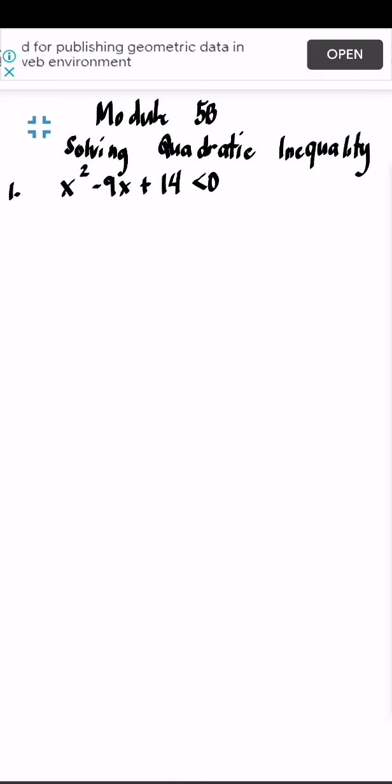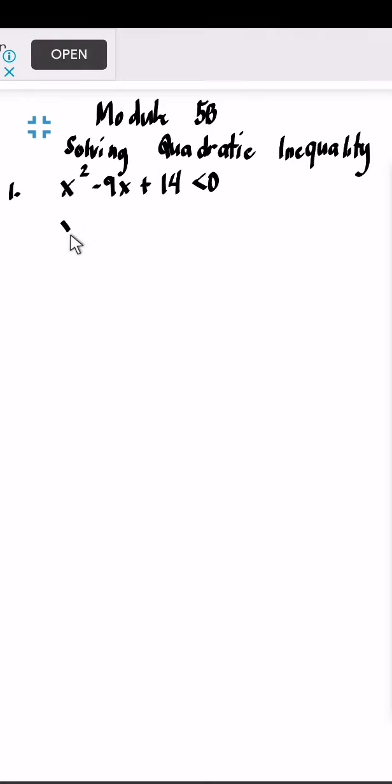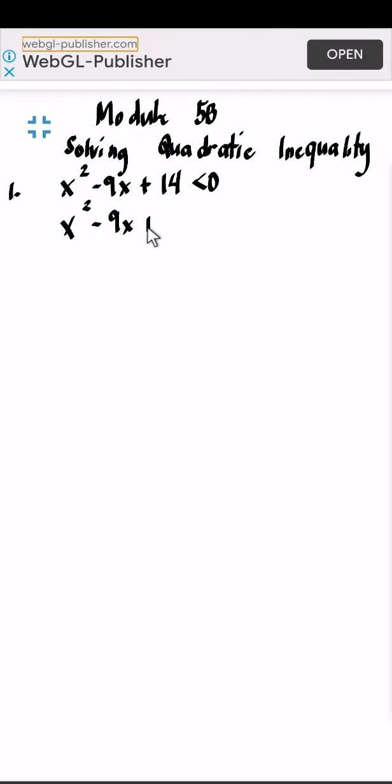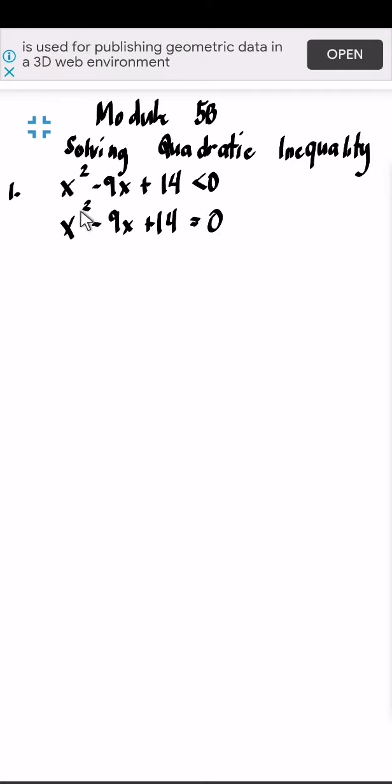Okay, so let's have another example. We have to solve x squared minus 9x plus 14 less than 0. So let's go ahead and try to find the solutions of this quadratic inequality. Again, the first step is we need to rewrite our equation and then equate it to 0. So magiging x squared minus 9x plus 14 is equal to 0.